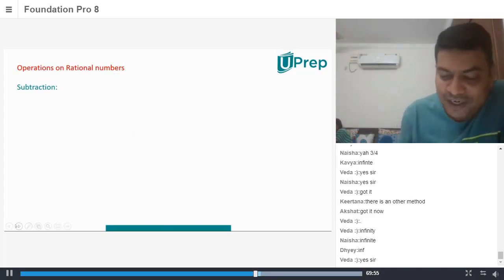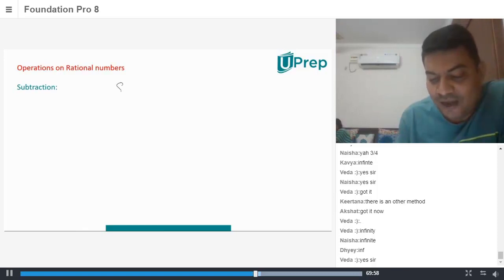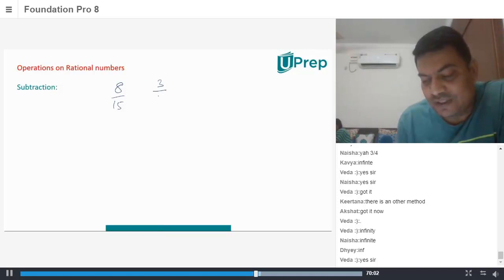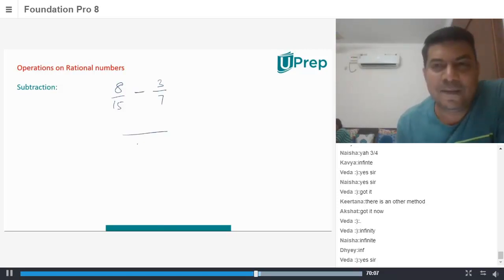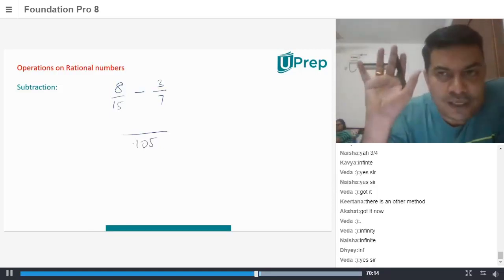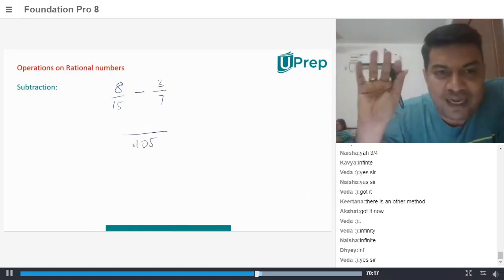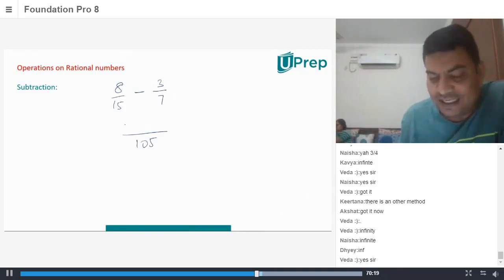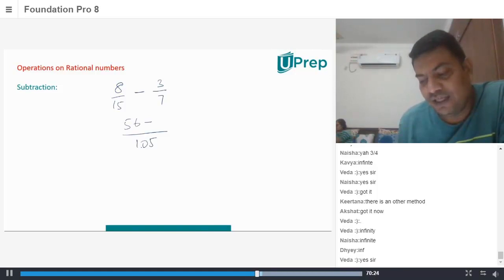Now, subtraction of rational numbers is similar. Say, for example, you have 8 by 15 and 3 by 7. I need to subtract this. How do I do it? Same logic. Just find the LCM and then subtract. I know you guys know it. I'm quickly going through it. So 15 sevens are 105. 7 8s is 56 minus how much? 15 threes is 45. So that will be 11 upon 105.